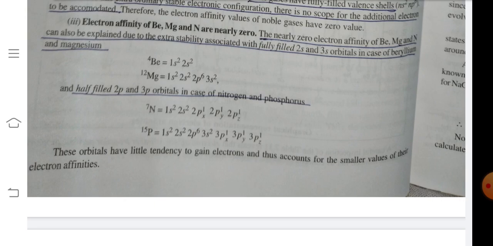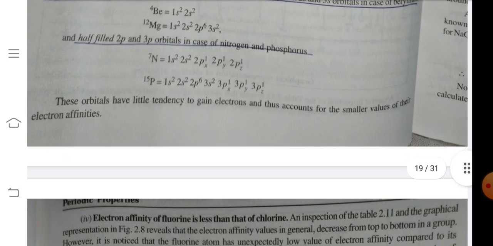Beryllium is 1s2, 2s2; magnesium is 1s2, 2s2, 2p6, 3s2; and half-filled 2p and 3p orbitals in case of nitrogen and phosphorus. These orbitals have greater tendency to gain electrons and thus account for smaller values of their electron affinities.